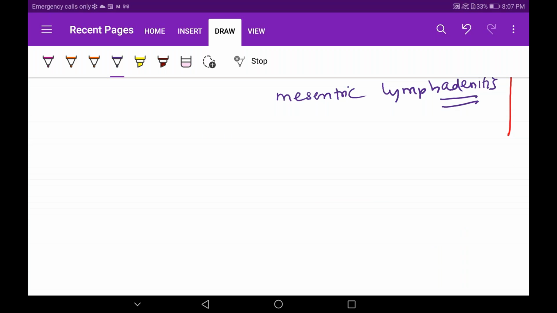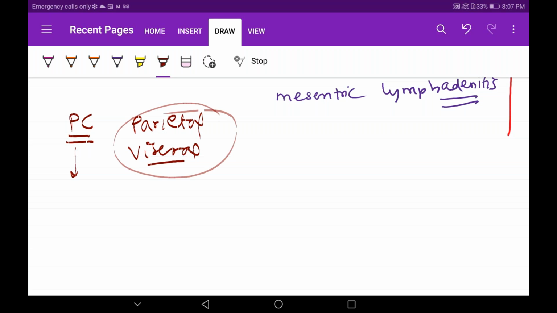Now let's jump into the peritoneal cavity. What is the peritoneal cavity? I have told you. It is the space between the parietal peritoneum and the visceral peritoneum. What will it contain? It will contain peritoneal fluid. Where is that fluid coming from? From the mesothelium of the peritoneum. The mesothelium secretes that, right?